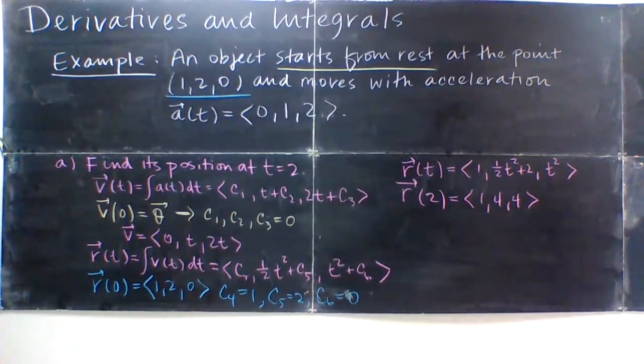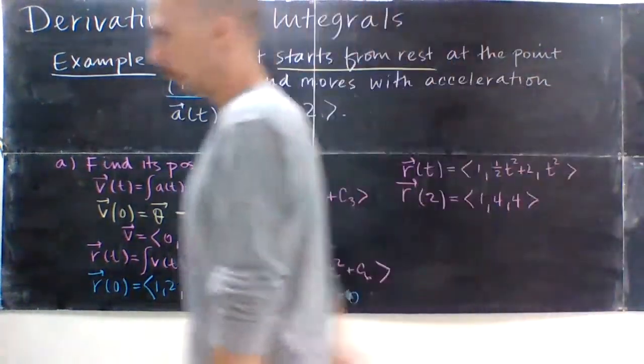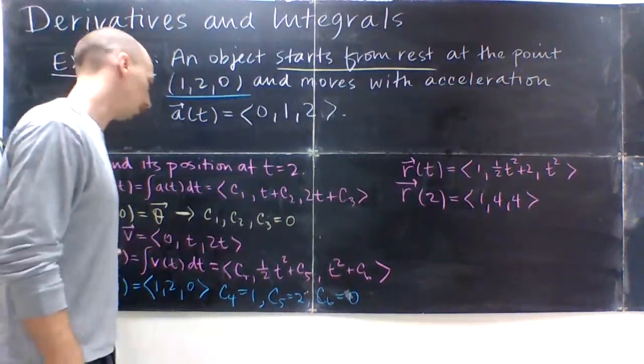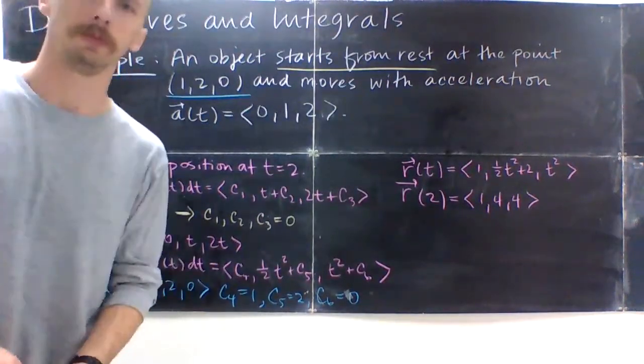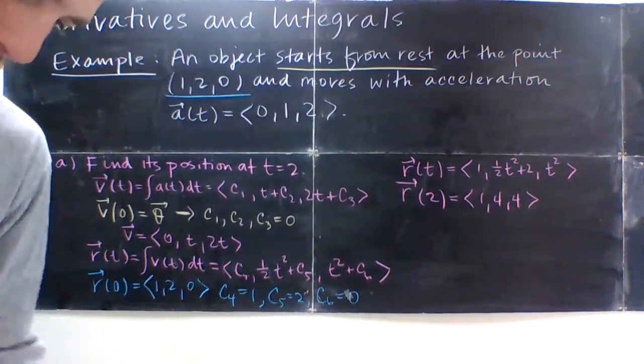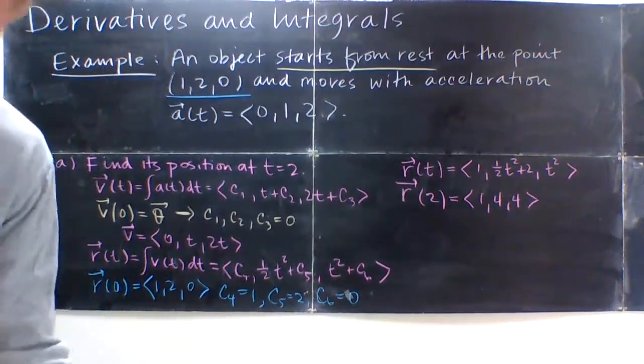Okay, that's how we would find a later position. Really, if we had v of t, we could have actually run a definite integral for that too. That's a strategy we have. I was focusing on the antiderivative here.